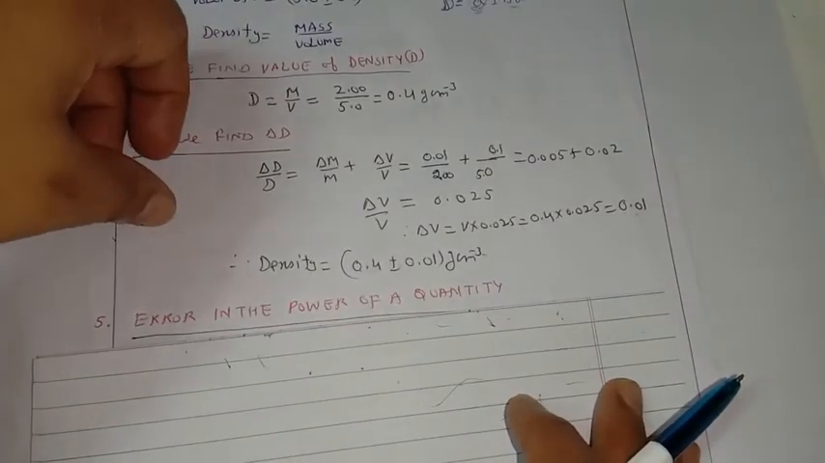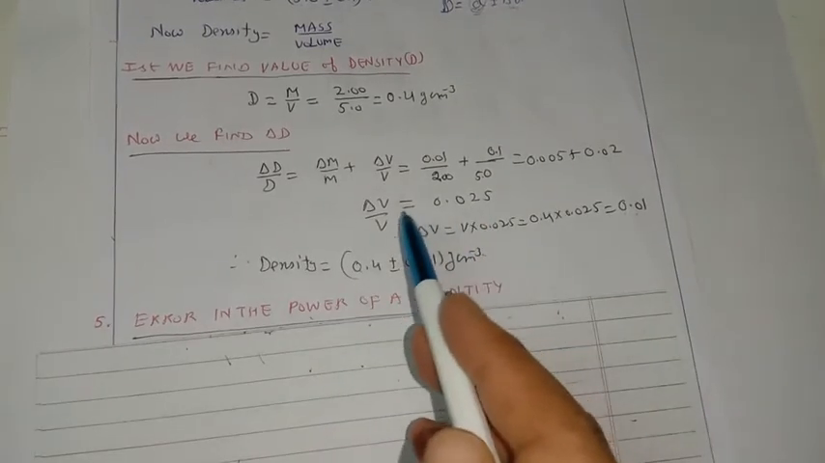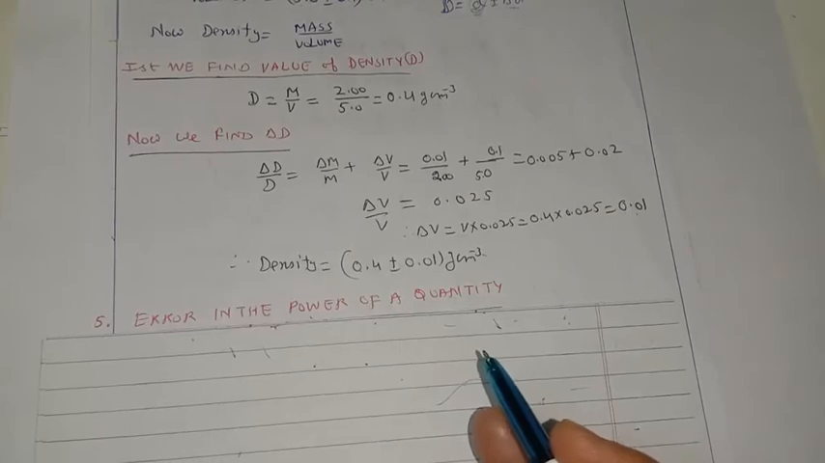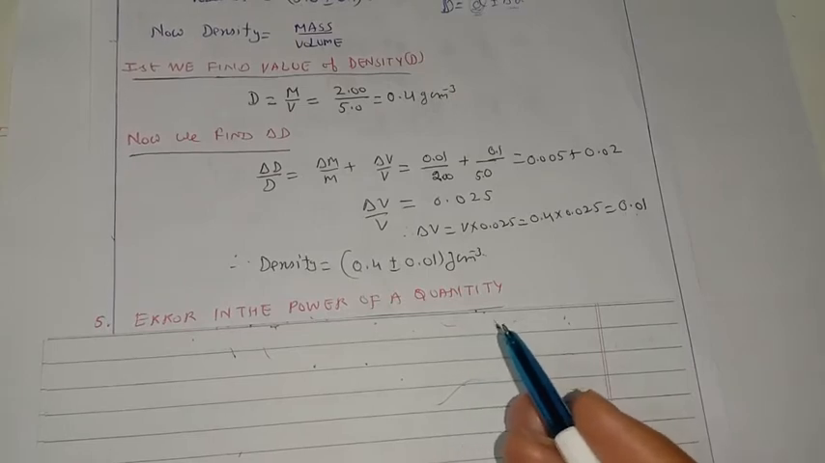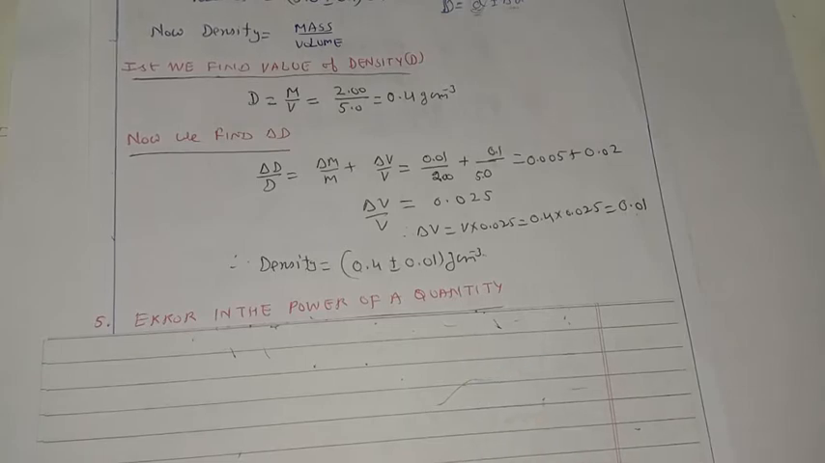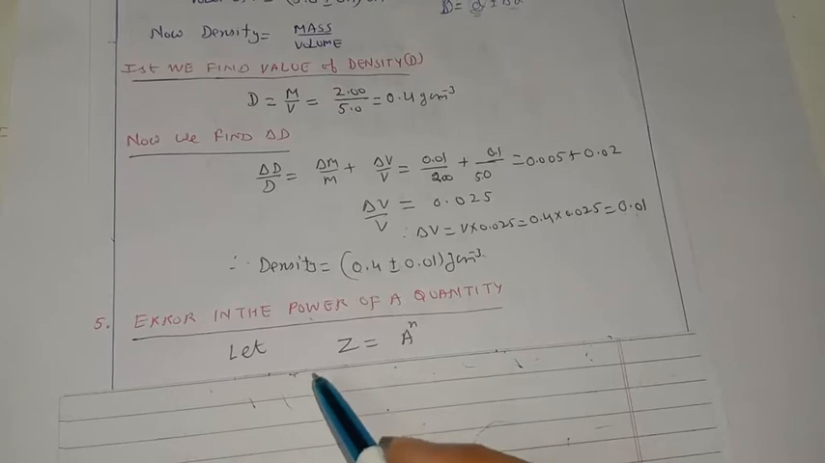Sometimes we have another type of quantity where a quantity is raised to some power. In all the cases we have just discussed, the quantities A and B were raised to their first power. That was Z equal to A plus B, Z equal to A minus B, Z equal to A into B, or Z equal to A by B. So A and B were raised to their first power only. But what if they are raised to some other power, like A square over B square, A raised to power 3 by 2, A raised to power minus 3 by 2, A raised to power minus 1 by 2? Then what do we have to do? In such a case, what will be the formula?